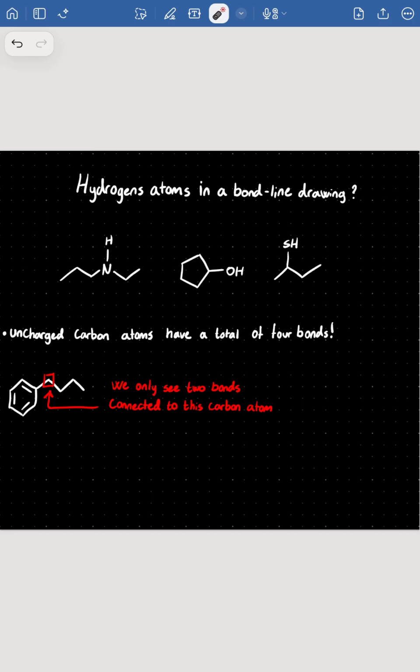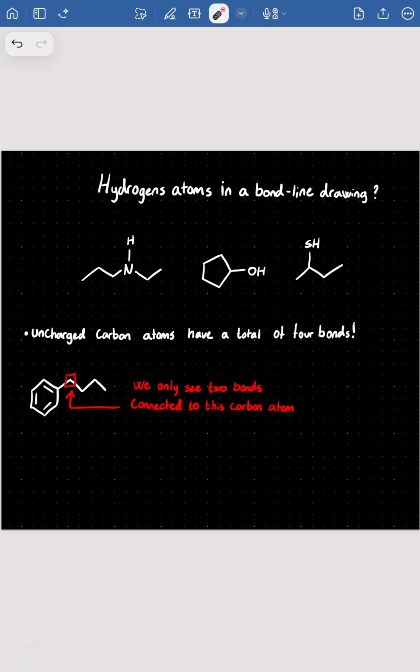So how do we know how many hydrogens a carbon has if a chemist refuses to draw them? Some chemists are lazy. So the golden rule: engrave this into your soul. An uncharged carbon atom. Sorry, I have a dry throat right now.